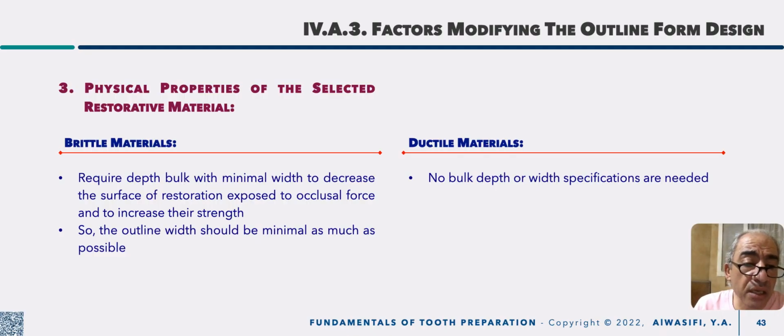Brittle materials require minimal width and maximum depth. Width is identified as from 1/4 to 1/3 of the intercuspal distance, while the depth should assure 2 millimeters thickness of the material, in order to decrease the surface area of the restoration subjected to force. While for ductile materials, no bulk or width specifications are needed because they have high strength properties.